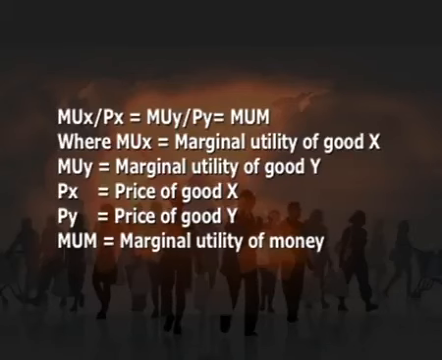Therefore, he will select that combination of goods at which the MU per rupee spent on each good is equal to the marginal utility of money, that is MUM. Symbolically, the consumer will be in equilibrium when MUx divided by Px is equal to MUy divided by Py, which is equal to MUM, where MUx is the marginal utility of good X, MUy is the marginal utility of good Y, Px is the price of good X, Py is the price of good Y, and MUM is the marginal utility of money.